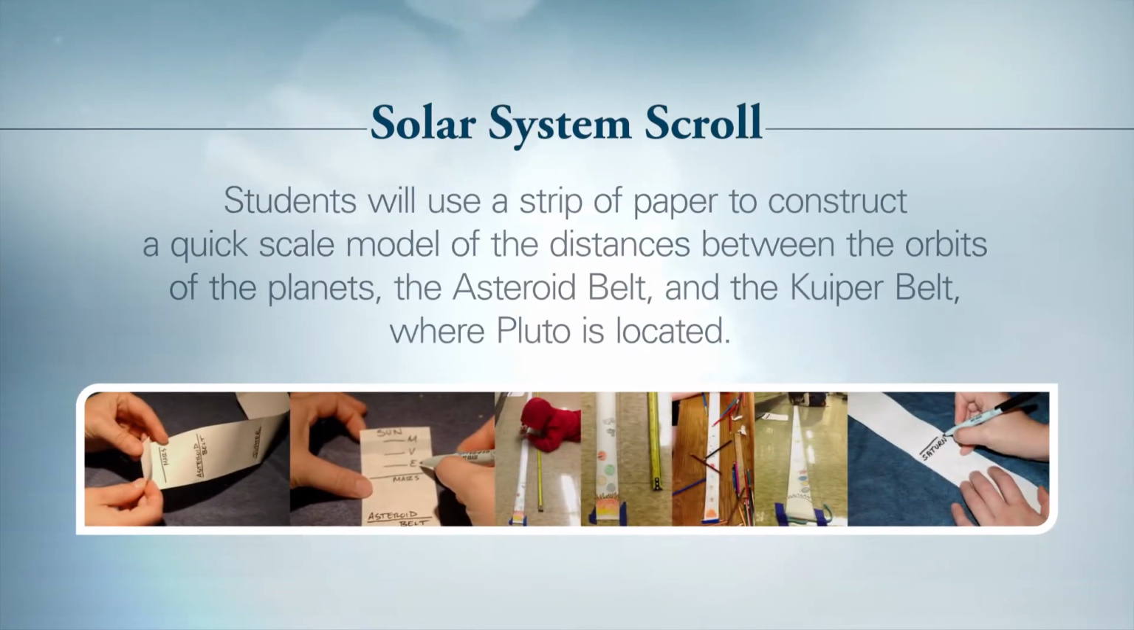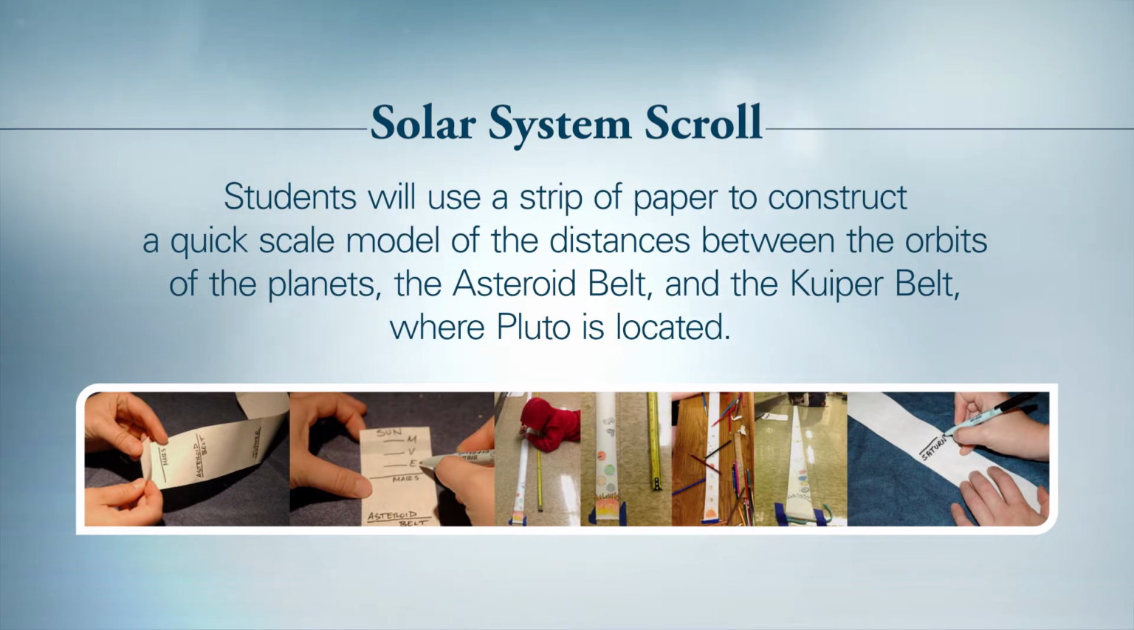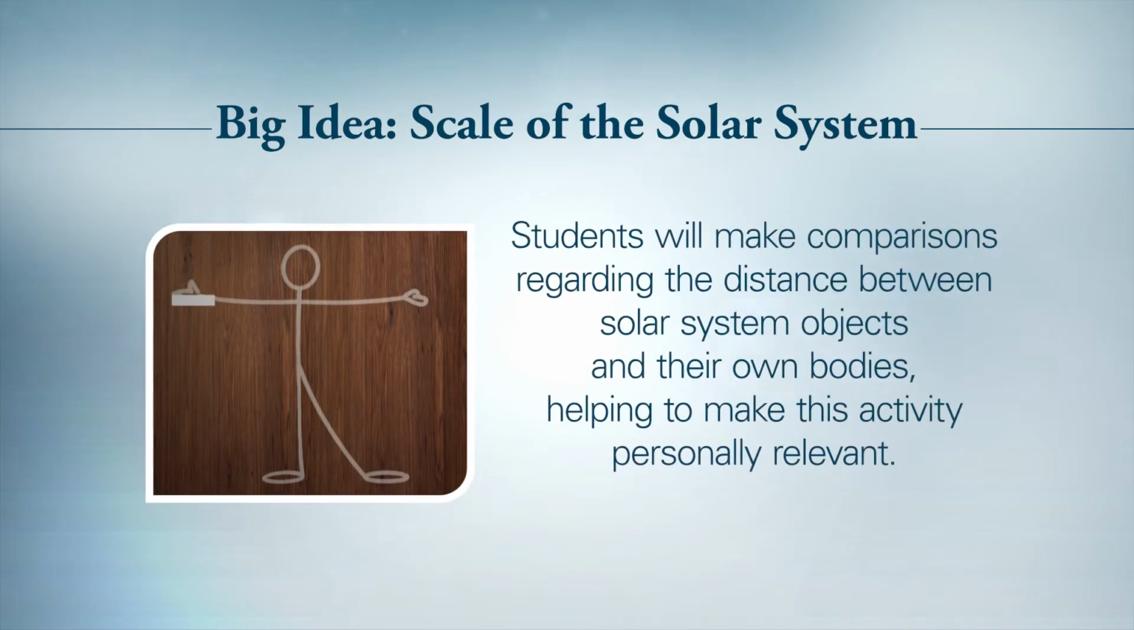Students will use a strip of paper to construct a quick scale model of the distances between the orbits of the planets, the asteroid belt, and the Kuiper Belt, which is where Pluto is located. As students create their own personal scale model of our solar system, they will make comparisons regarding the distance between solar system objects and their own bodies, helping to make this activity personally relevant.